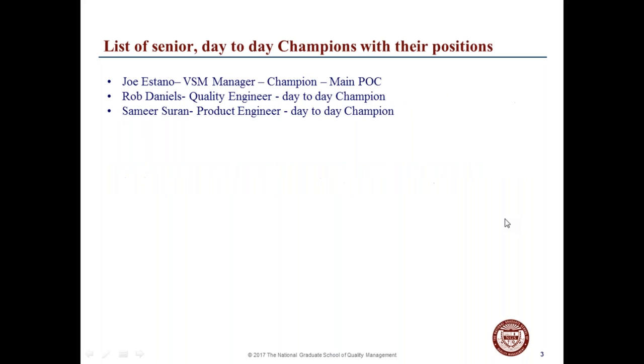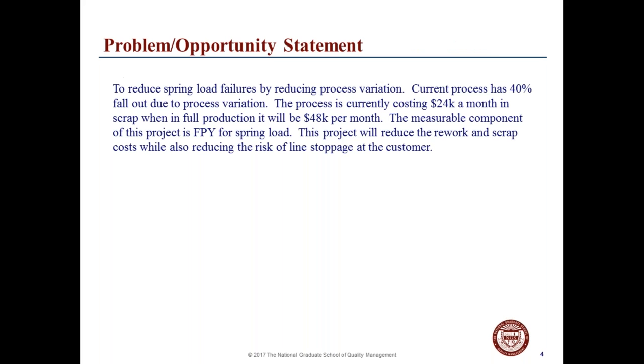So here is a list of the senior day-to-day champions in their positions for our MVP. Joe Estano is a value stream manager. He's the main champion, our point of contact at Eaton. And then we have two other day-to-day champions that we deal with for different information we need. One's Rob Daniels, he's a quality engineer. And Samir Saran, he's a product engineer for manufacturing on the floor.